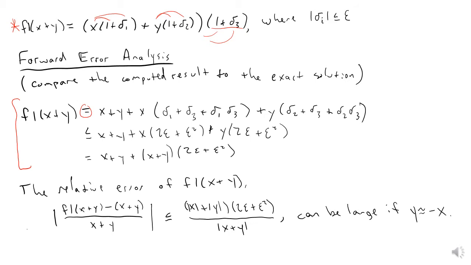Now, since each of these deltas is less than or equal to epsilon, this one's less than or equal to epsilon, then that means that delta 1 plus delta 3 is less than or equal to 2 epsilon. Same thing here, this is less than or equal to epsilon times epsilon, which is epsilon squared. All right, so that's where this inequality comes from. We're replacing the deltas with epsilons and rewriting in terms of epsilon. Where again, remember epsilon represents our machine precision.